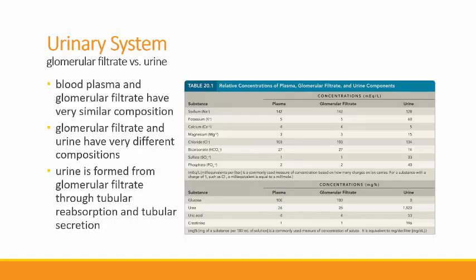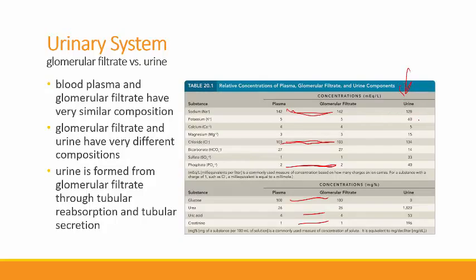So blood plasma and glomerular filtrate have very similar composition. If you look at sodium, 142 milliequivalents, plasma and glomerular filtrate are exactly the same. Chloride ion, exactly the same. Phosphate ion, exactly the same. And glucose, exactly the same. Creatinine, uric acid. But when you look at urine, it is very different.